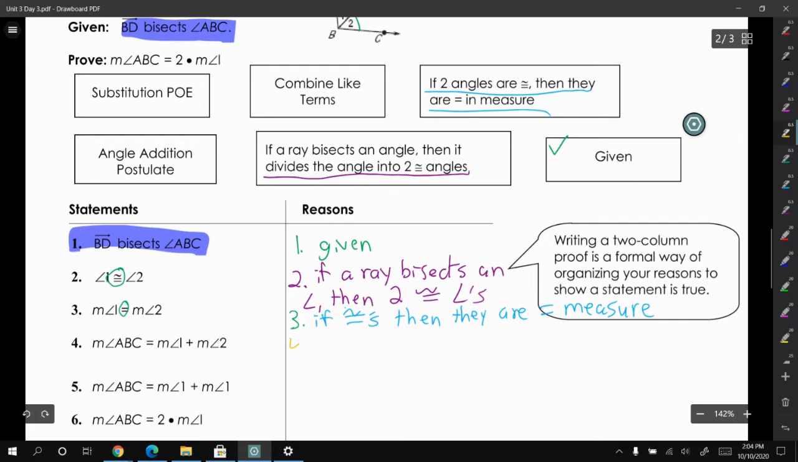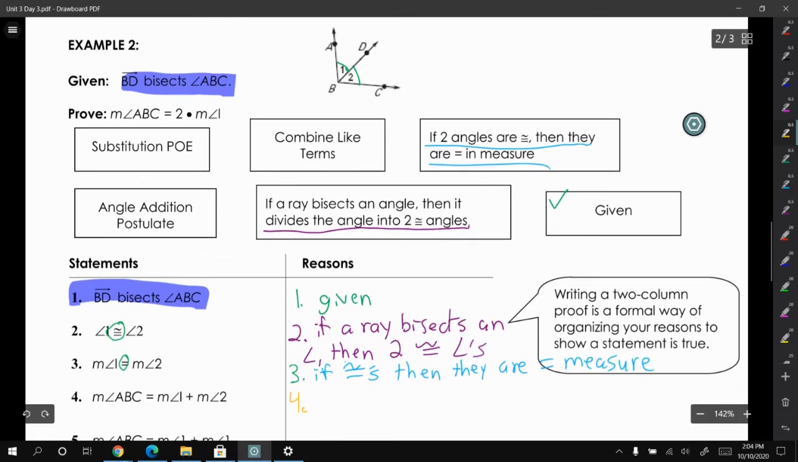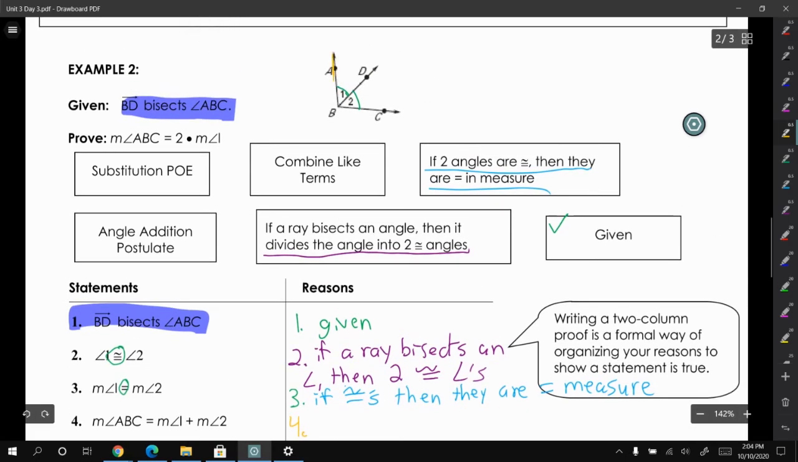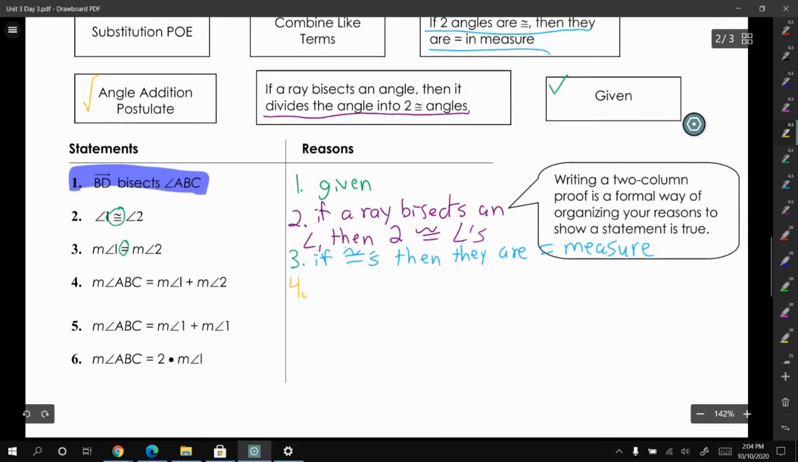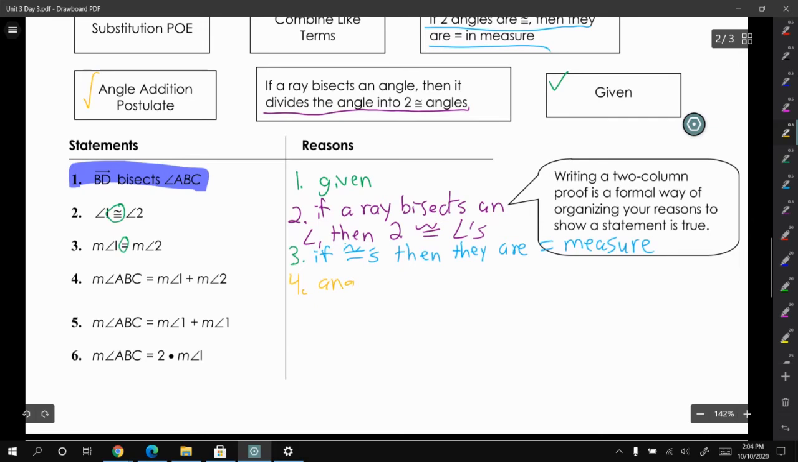And then statement number 4, okay, so we have the measure of angle ABC equals the measure of angle 1 plus the measure of angle 2. Well, that's the angle addition postulate. If I have this whole angle here, and I add angles 1 and 2, that equals the whole thing. So that is going to be the angle addition postulate.